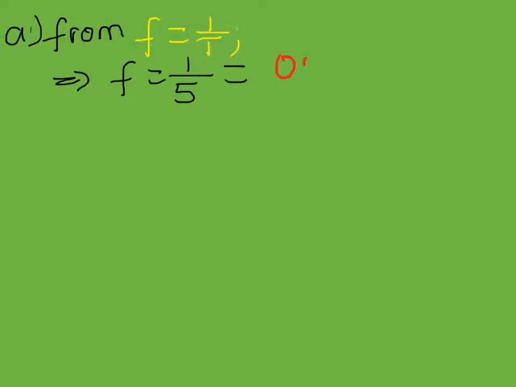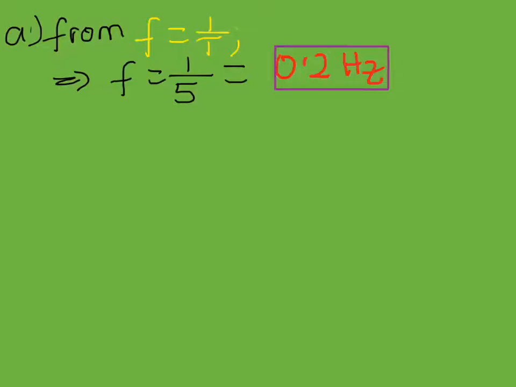From f equals 1 over T, we have been given T. So we go straight to substitute T as 5, and we have frequency equal to 1 over 5, which gives us 0.2 hertz.